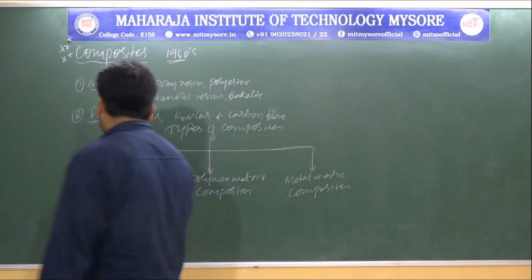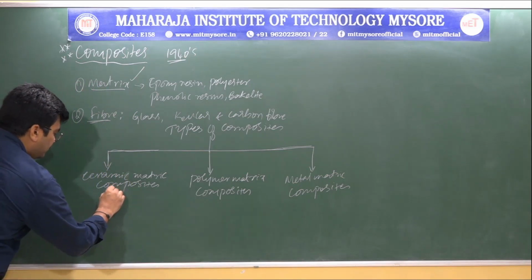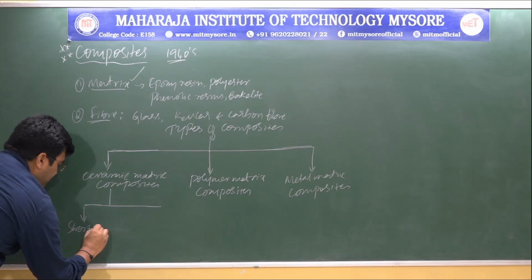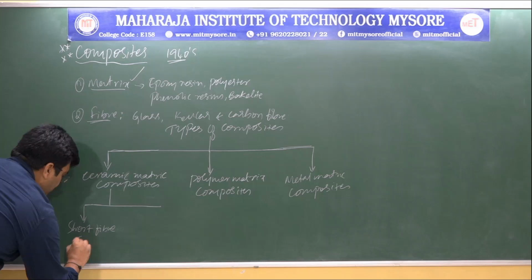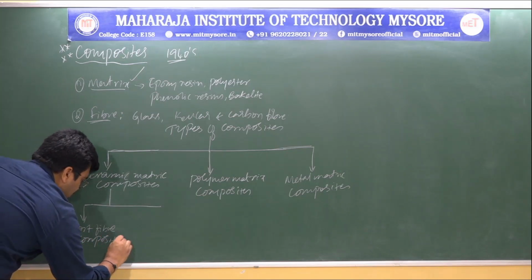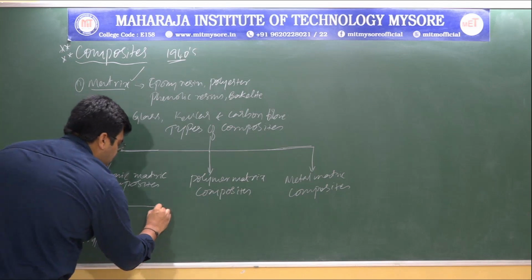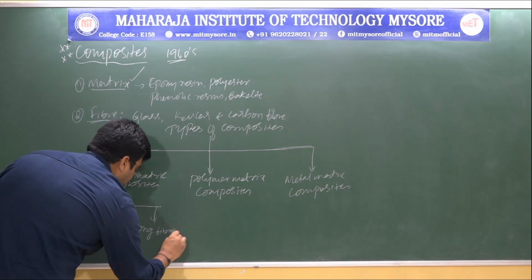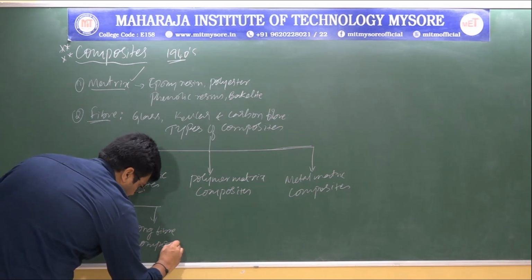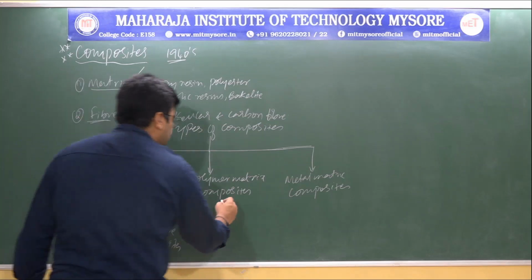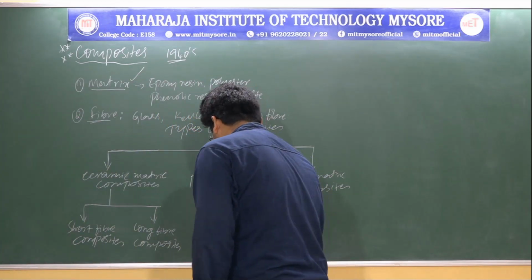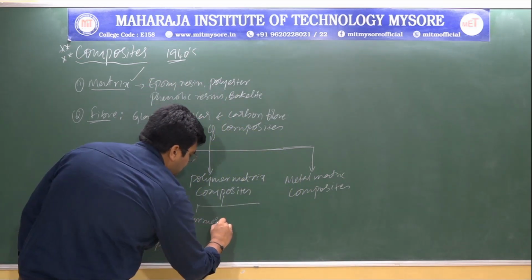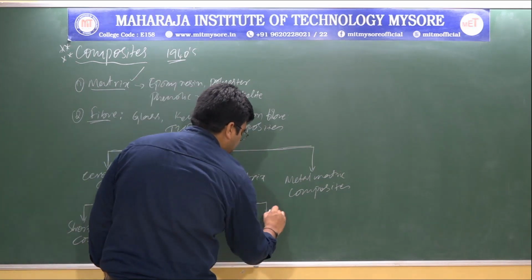These ceramic matrix composites can be further classified into two types. One is short fiber composites, and the other is long fiber composites or continuous fiber composites. These polymer matrix composites can be classified into thermosets and thermoplastics. This is important.